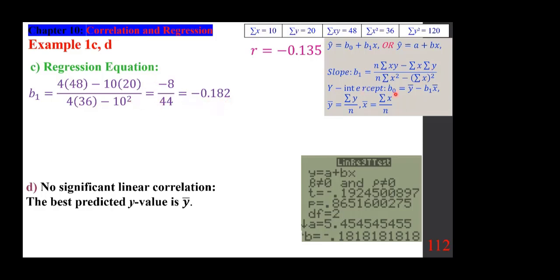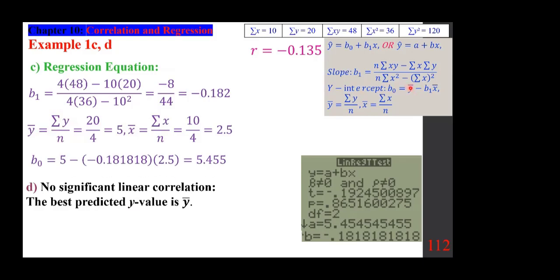As for the y-intercept, b sub 0 is y bar minus b1 times x bar. Y bar is the summation of y, which we already have, divided by n, so you basically get the mean for y. You get the mean for x, the summation divided by n. Now plug it into this formula, which means y bar, which is 5, minus b sub 1, which is negative 0.182, but I'm using more decimals here, times x bar, which is 2.5, resulting in 5.455, and we write this equation.